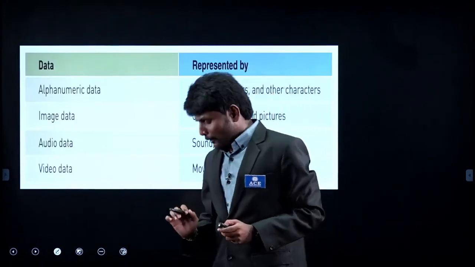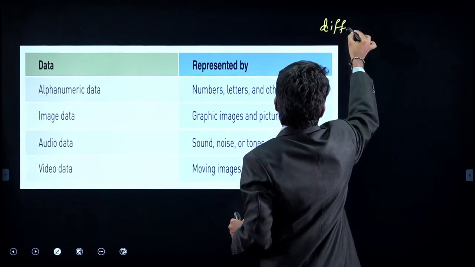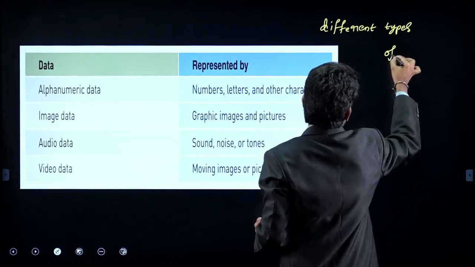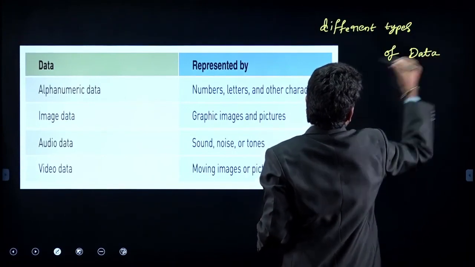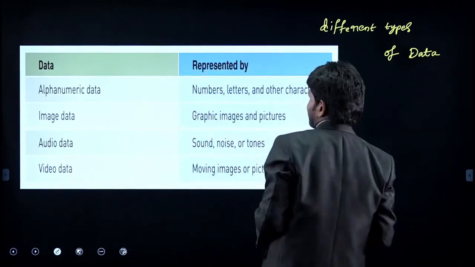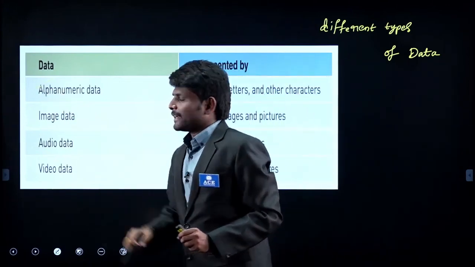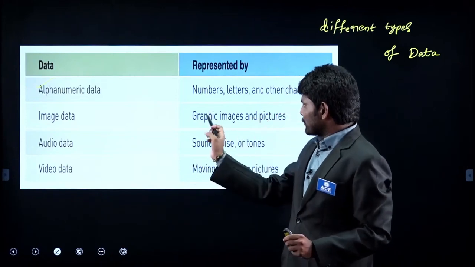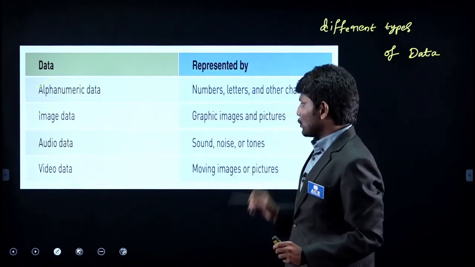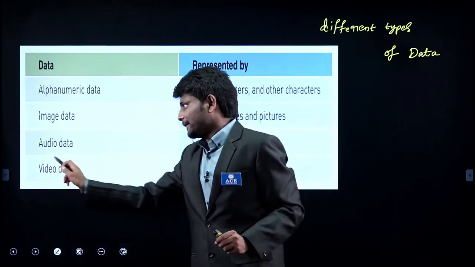I'm going to the next slide. Now, here we are interested in different types of data. We have understood in the previous slide what is the difference between information and data. Here I am trying to show what are the different types of data. If you see numbers, letters and other characters, they are called alphanumeric data. If you see graphic images or pictures, that will be called image data. If you see sound, noise or tones, it will be called audio data. If you see moving images or pictures, that is video data.